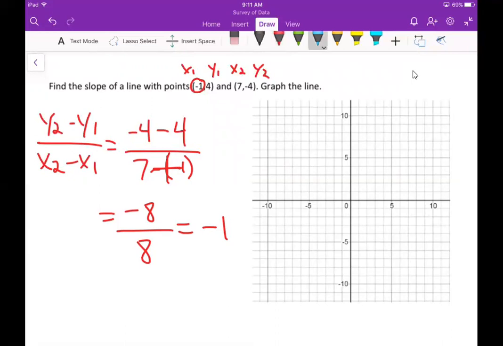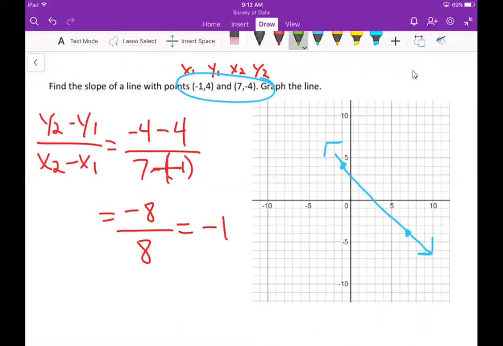Okay, so I go to graph this line, and I just graph the 2 points that I have from up here. Make sure we can see that. So -1, 4 is right here. And then 7, -4 is down here. Okay, so I graph, well, let me see if I can do a better job of that. I graph the line between these 2 points, getting that as straight as possible.